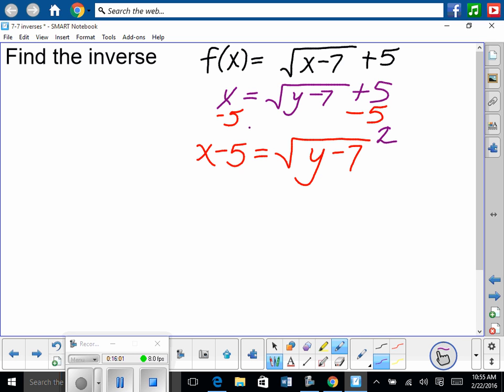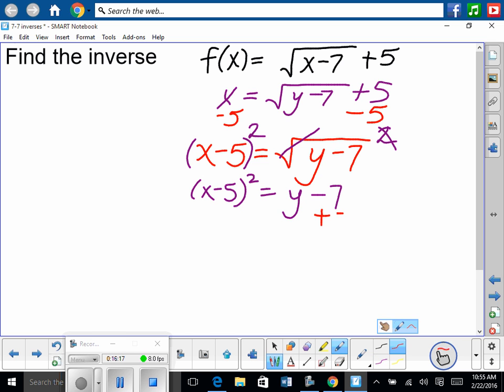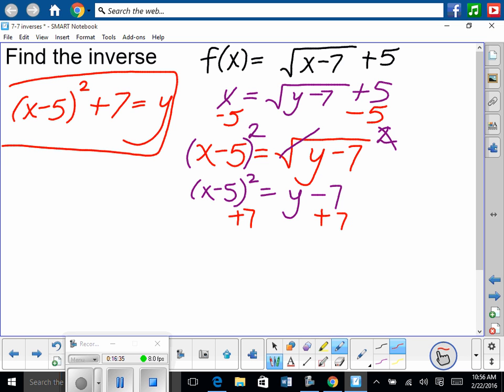Good. Square both sides. Now, if you're squaring both sides of the equation, wouldn't you have to do the full side? Oh, yeah. So we need parentheses, right? So we have x minus 5 squared is equal to, root cancels out with the power, left is y minus 7. Last step. Can I add the 7 in with the 5? Nope. Isn't that in the square? No, you can't put them together. So we have x minus 5 squared, we have a plus 7 out here, is equal to y. And isn't y alone? There's our inverse. Questions?